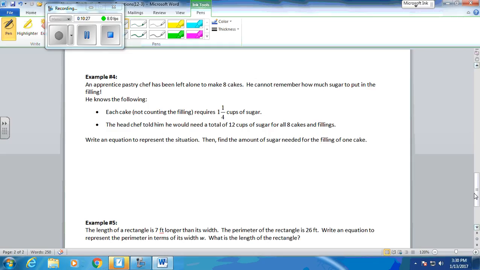Well, if all of the cakes need the same amount of sugar, then I'm going to be multiplying 8 times the information in the question. So I have to really pay attention here. What is it that they're looking for me to find? They're looking for me to find the amount of sugar needed for the filling. So I'm going to say that F is going to be the amount of filling.